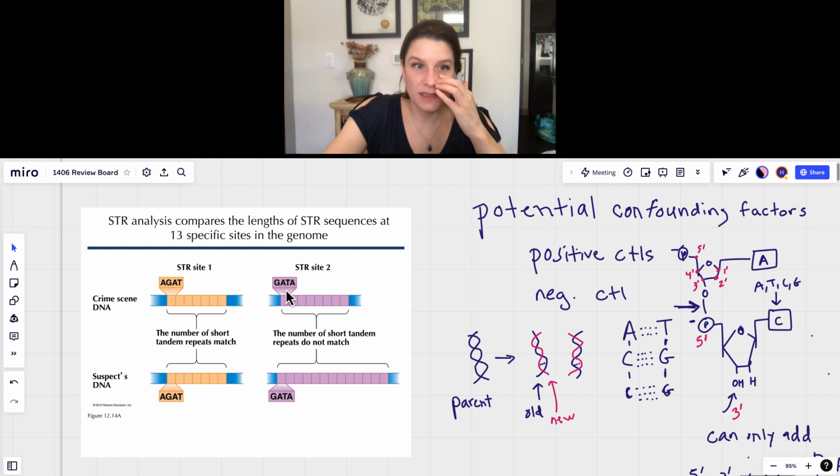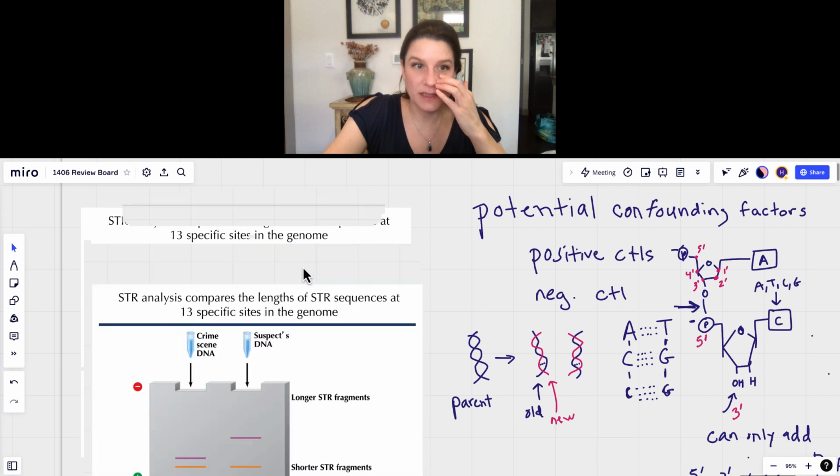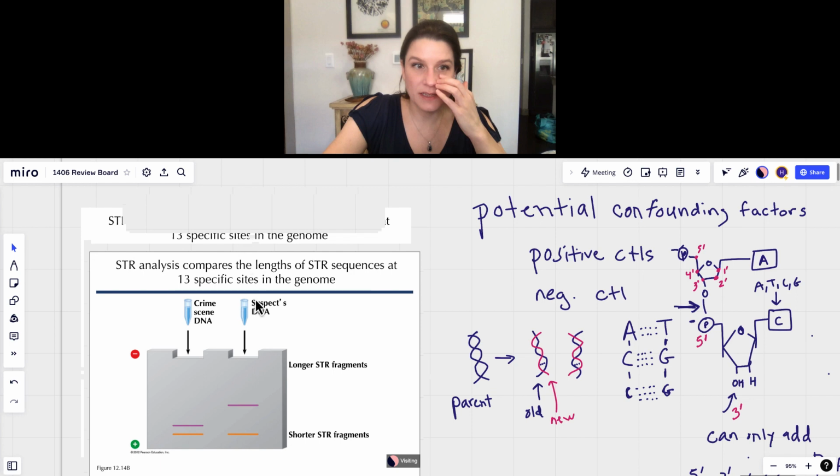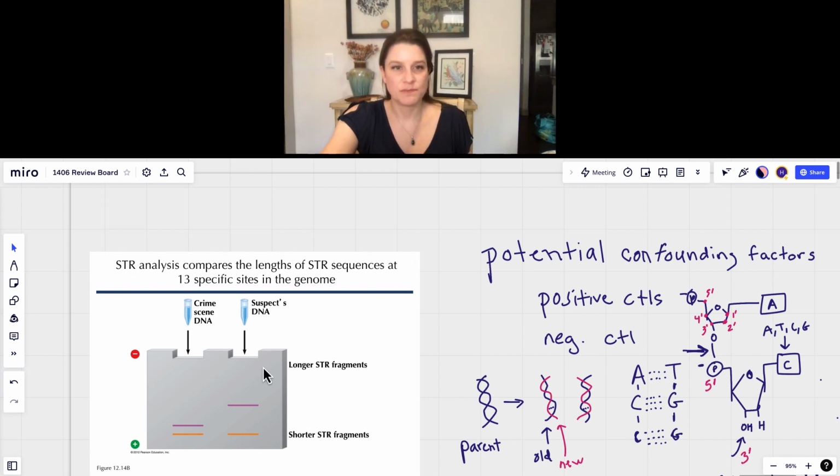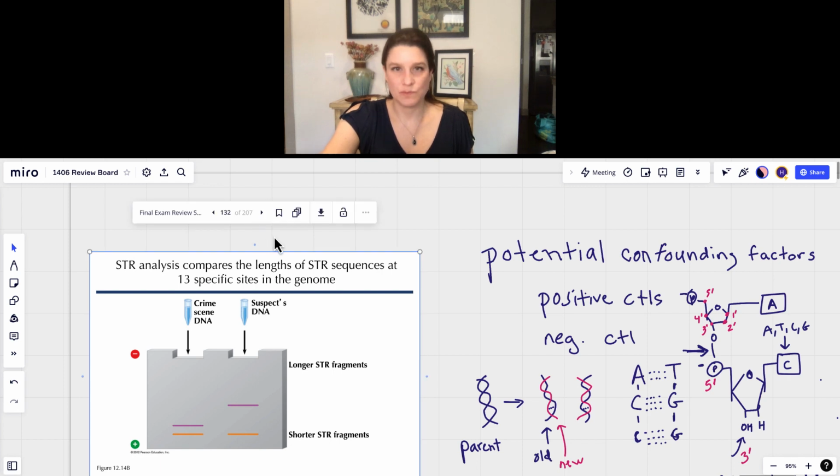And then this is on page 132. This is what your gel would look like from that previous picture. So page 132 is what your page 131 would look like. You can see that it has the same size for that orange one, and it's shorter, versus the purple has 2 different sizes. And so that's how you can tell that they're not the same person? Yep.